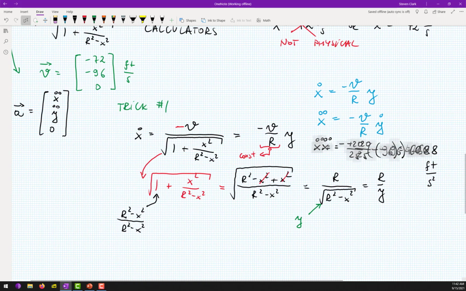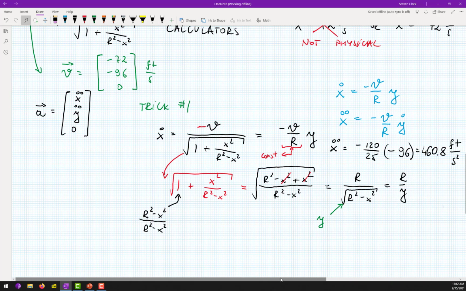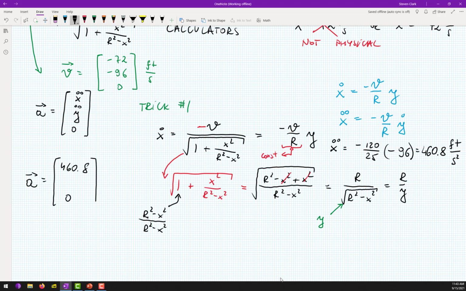Any questions about what happened? Yeah, it was a trick. There are other ways to obtain it, but they are longer. Okay. So now we have this 460.8. This is 0. And we just need our middle component.